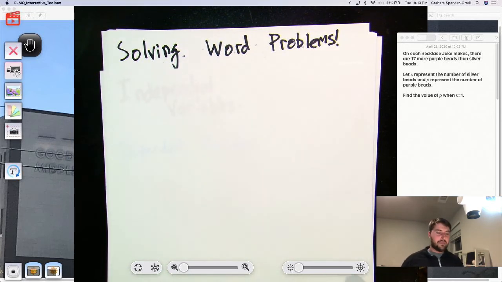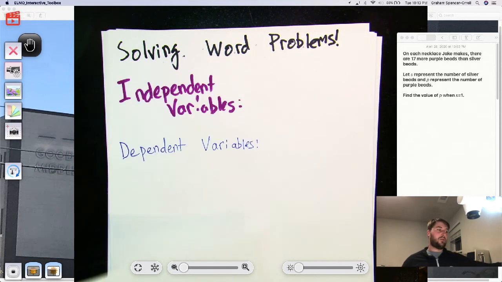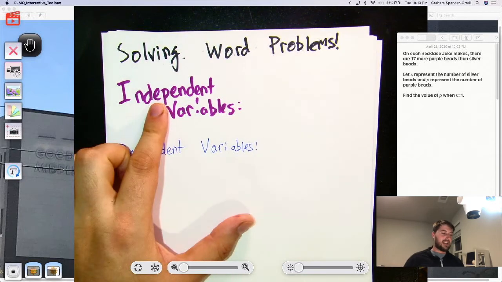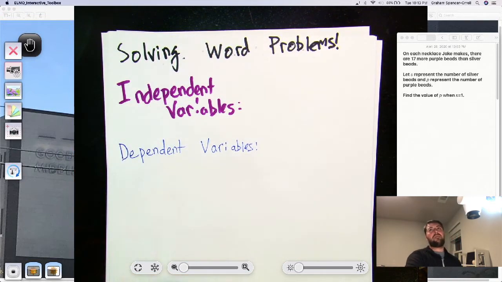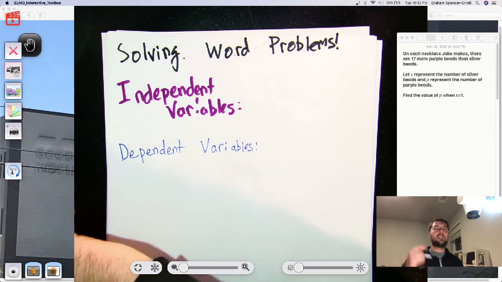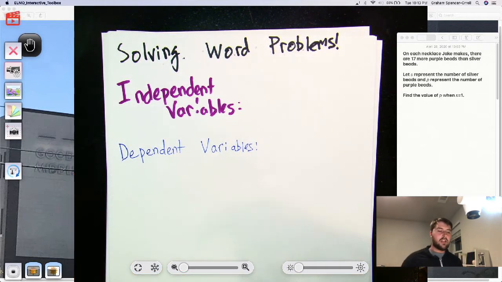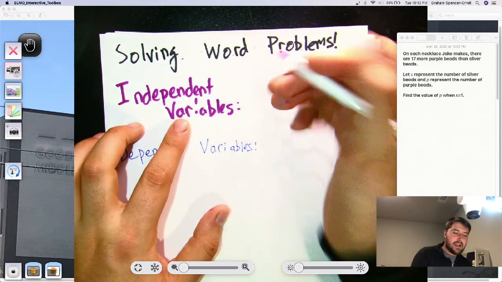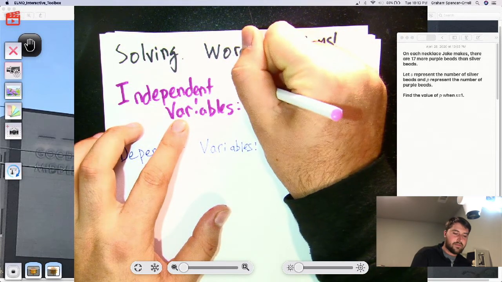But before we begin, we do have two types of variables when we are looking at these real-world word problems. We have independent variables and dependent variables. Now, when you think independent, that's doing things on your own, right? So that's what an independent variable is. The variable does not rely on anything else.